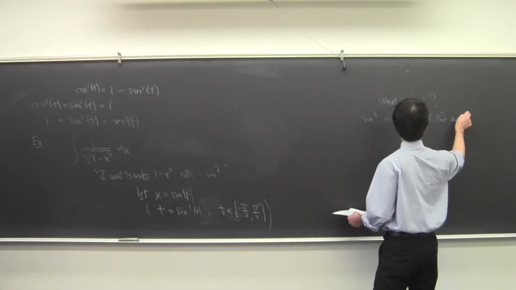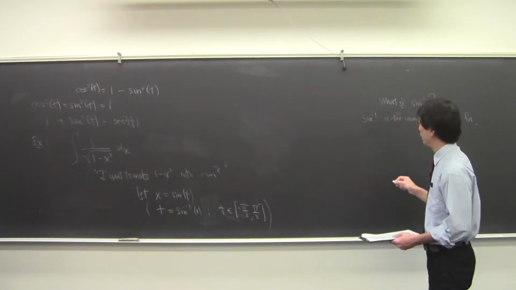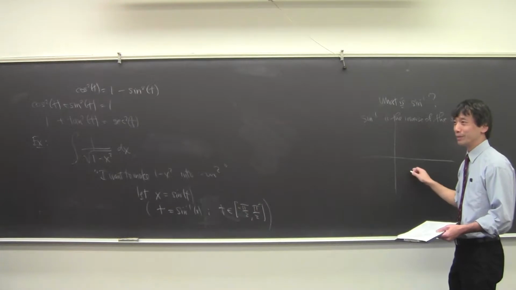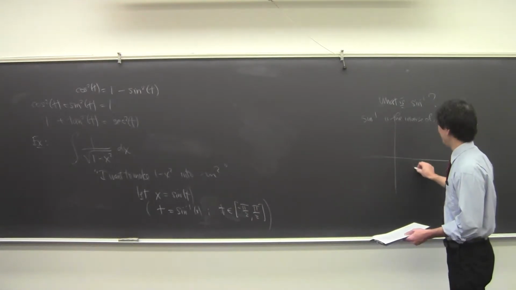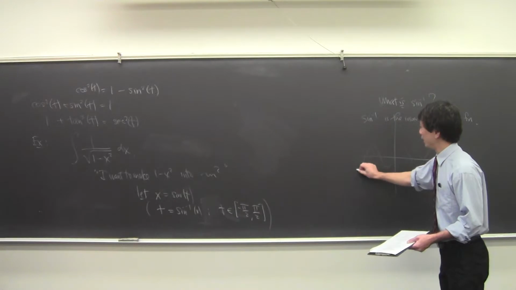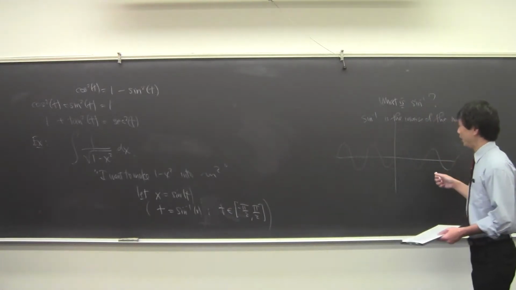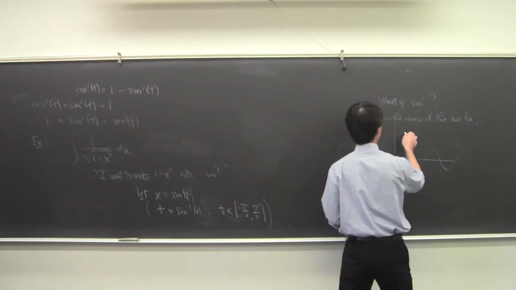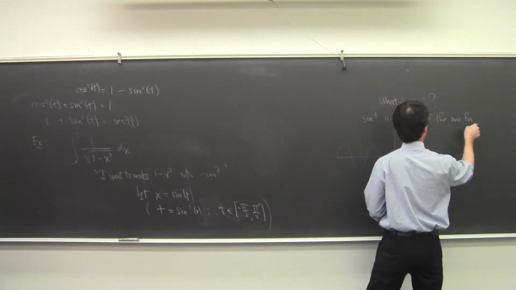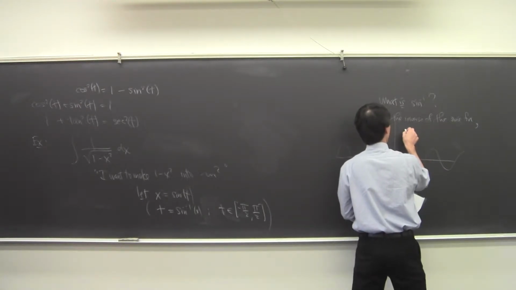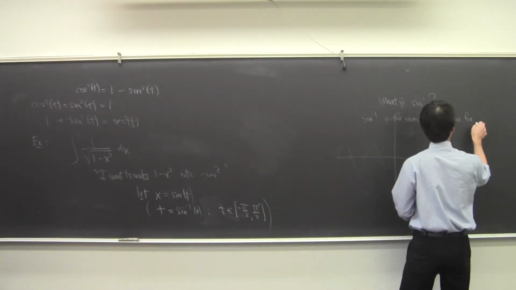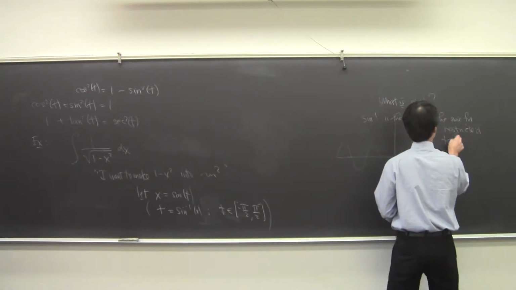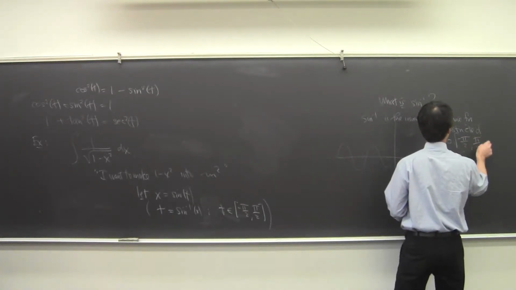Inverse of the sine function, right? But remember, the sine function is not invertible because it's a many-to-one function, right? Okay, so it's the inverse of the sine function restricted to negative pi over 2, pi over 2.